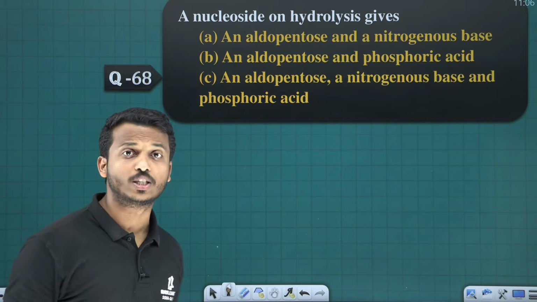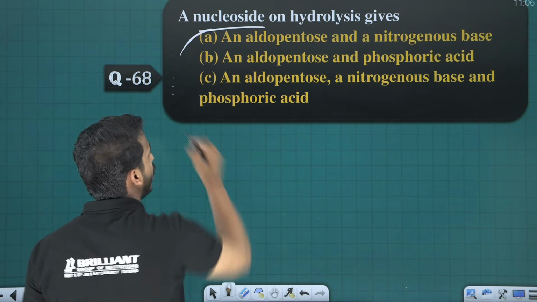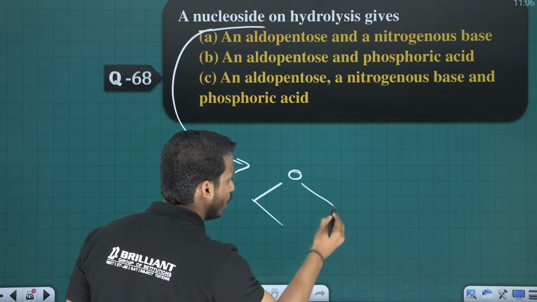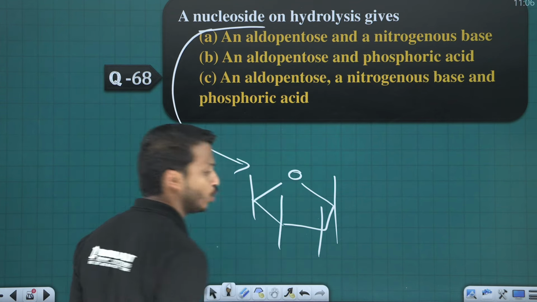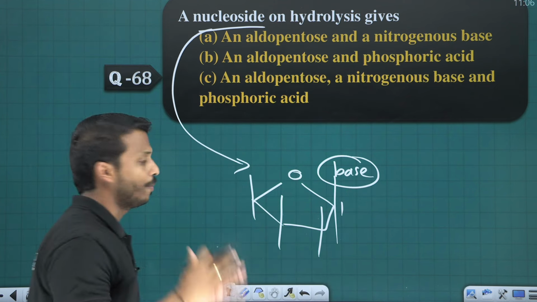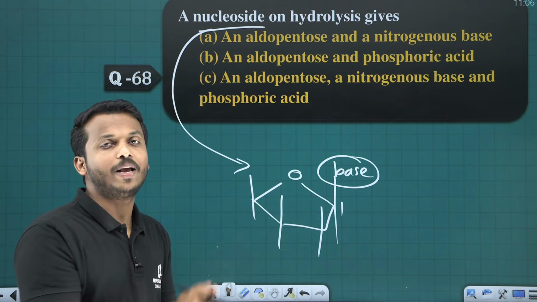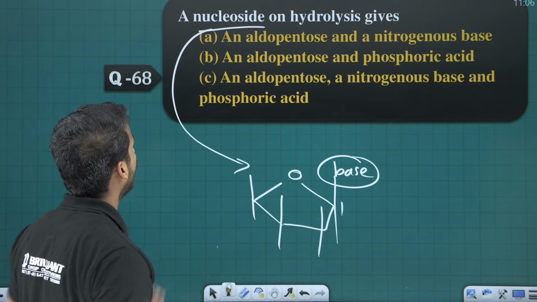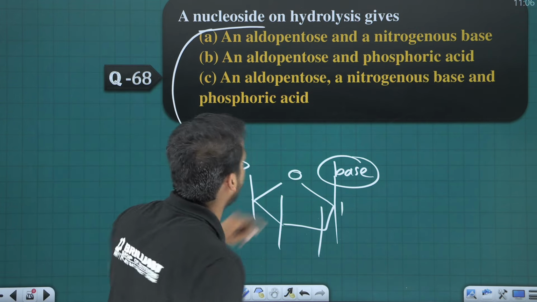Nucleoside on hydrolysis. What is a nucleoside? A nucleoside contains a pentose sugar where the first carbon contains a nitrogen base. A pentose sugar with a nitrogen base is called a nucleoside. So an aldopentose and a nitrogen base.